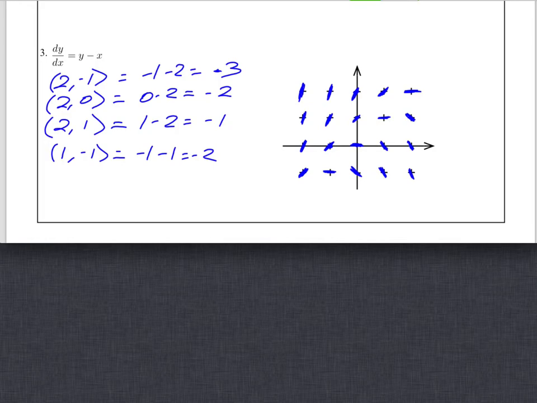So, let's say I want the solution that goes through the point (2, 0). Anybody want to come up and draw the solution that goes through the point (2, 0)? So we want to go through the point (2, 0), right here. Nobody wants to come draw it?